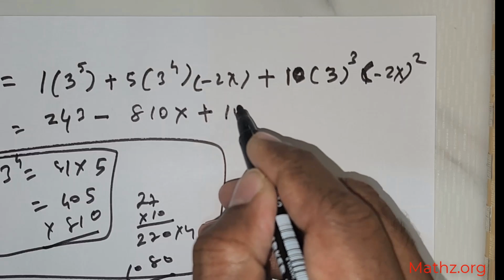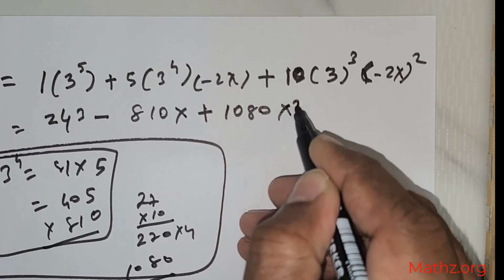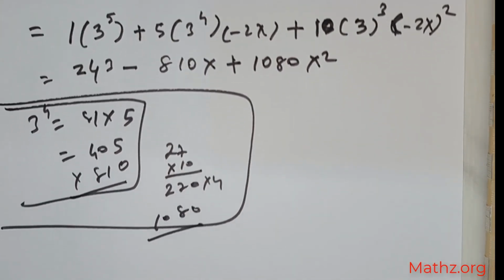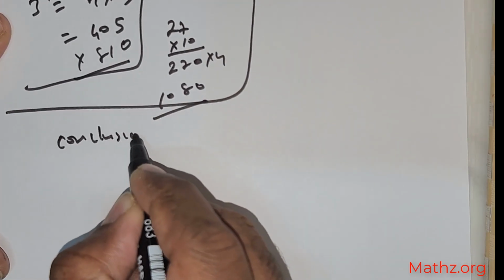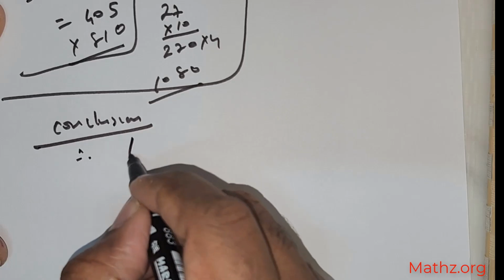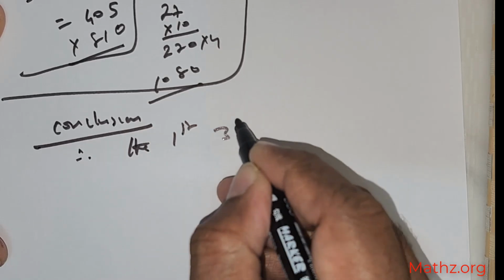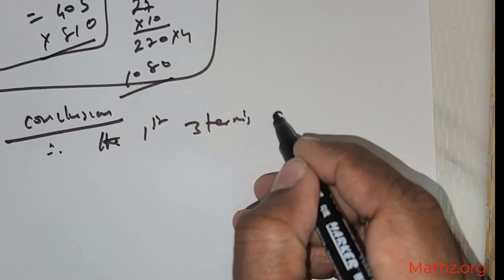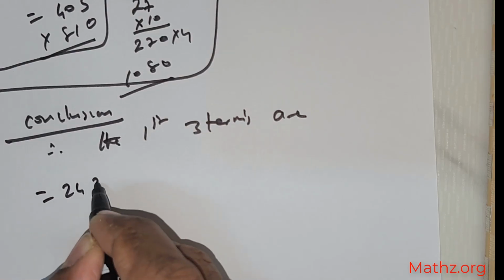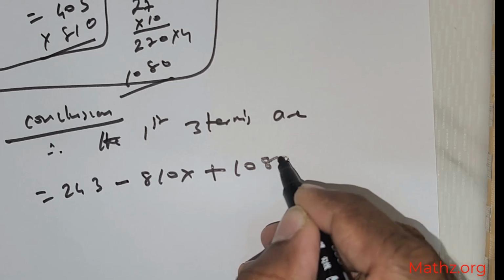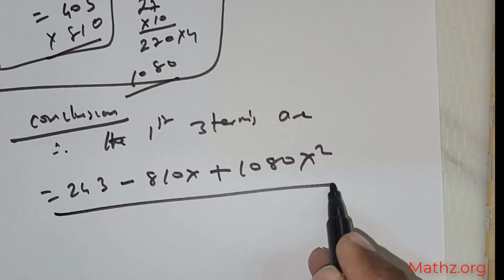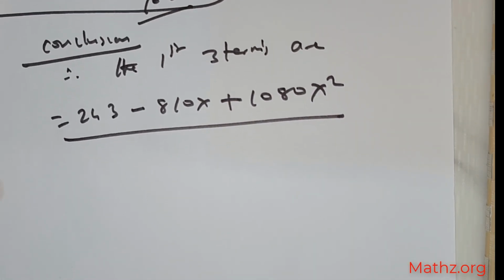And followed by 1080x squared. So final answer, conclusion. You can put the conclusion here. So therefore the first 3 terms are 243 − 810x + 1080x squared. So that's the solution for the first part.